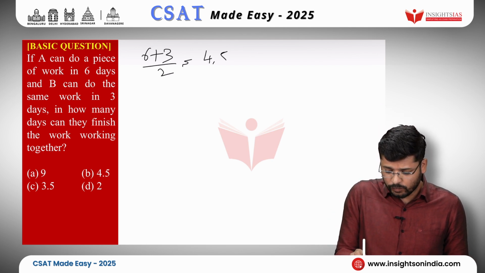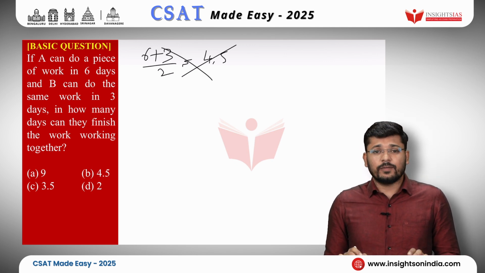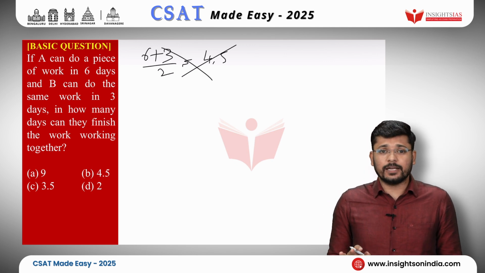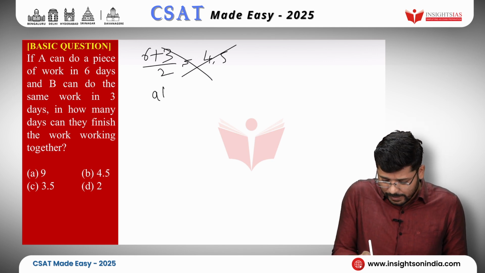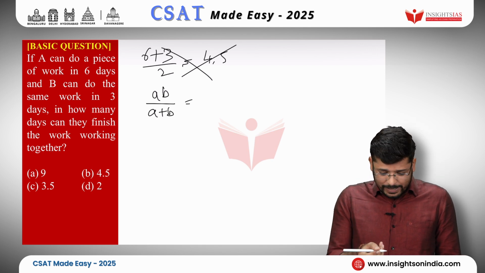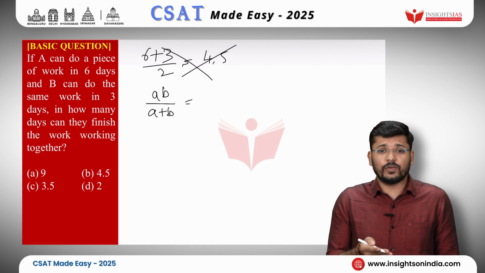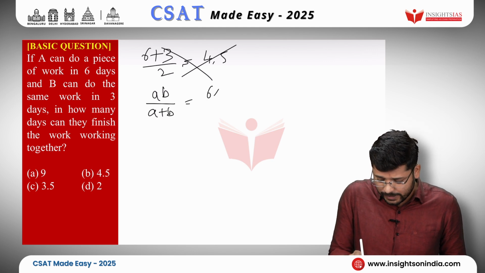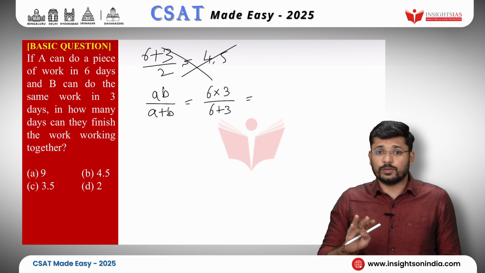That would be 4.5. No, this is not how it works. Whenever they give you such a question, where there are only two men working, there is a readily available formula for it. It is very simple. AB divided by A plus B. What is AB? A is 6 and B is 3, because that is how many days they are taking, right? It is very easy. 6 into 3 divided by 6 plus 3. This formula applies when there are only two parties, not for 3.